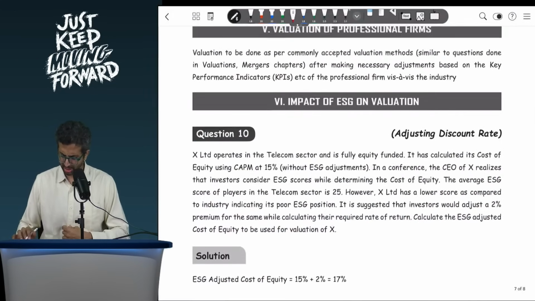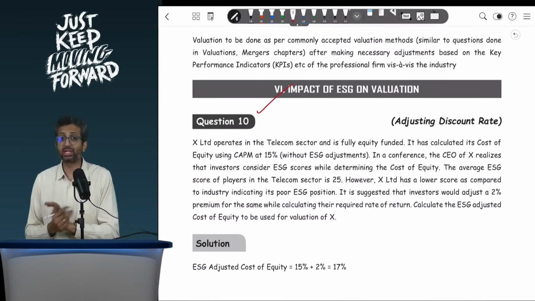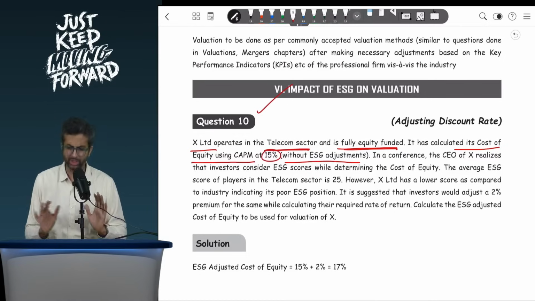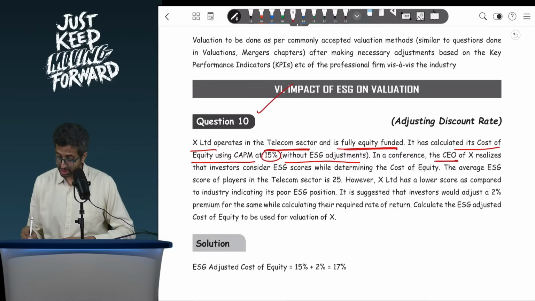If I go to question number 10, impact of ESG on valuation. Question 10 is very basic; 11 I would say is slightly more important. X operates in the telecom sector and is fully equity funded. It has calculated its cost of equity using CAPM at 15% without any ESG adjustments, so RF plus (RM minus RF) times beta, directly at 15%. In a conference, the CEO of X realizes that investors consider ESG scores while determining the cost of equity. The average ESG score of players in the telecom sector is 25.